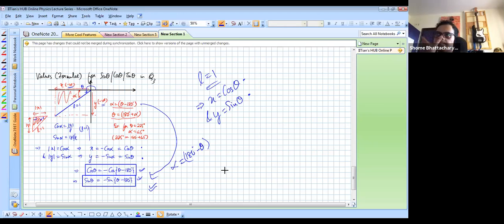All right. So hope this is clear. Now let's quickly work out some examples using this formula.